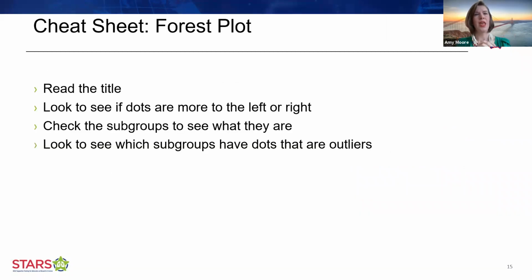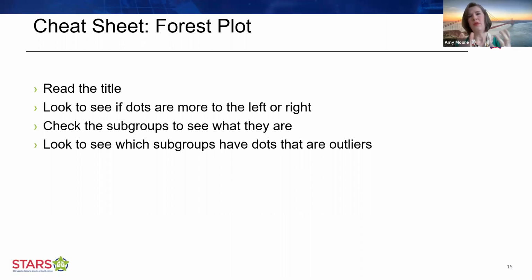Next slide, please. Okay. So this is your cheat sheet for forest plots. Again, always read your title, orient yourself to what's being represented. So read your column labels, figure out the comparisons, and find that 1.0 vertical line, which tells you there's no distinction between the intervention or the control. Are the dots more to the left, which would say that the intervention works better, or are they more to the right? Check to see the subgroups and what they are. So again, we saw things broken out by age, by gender, by location, and so on and so forth.